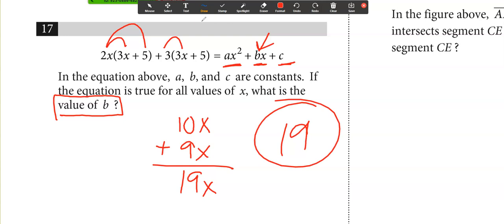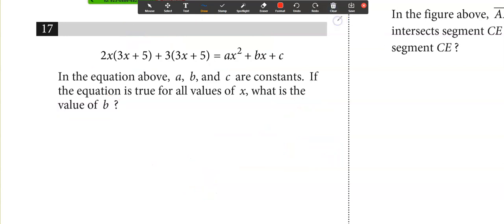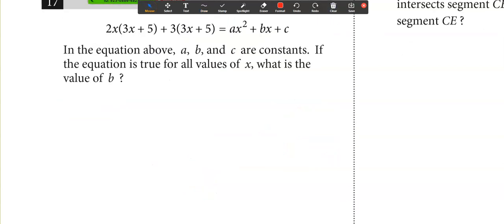So I don't have to worry about the squared part. I don't have to worry about the constant part. I just have to focus my attention on the linear part, and you get part of the linear over here and part of the linear over here, and you just add them together. So nothing too complex. Those other parts are just distractions which would waste your time.